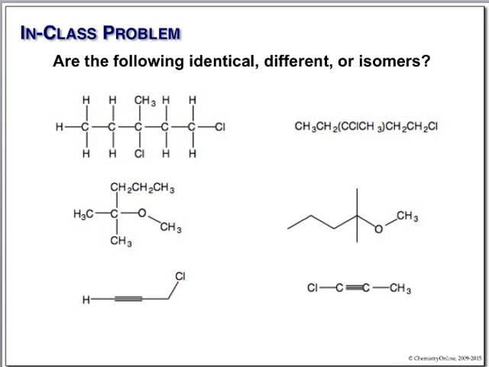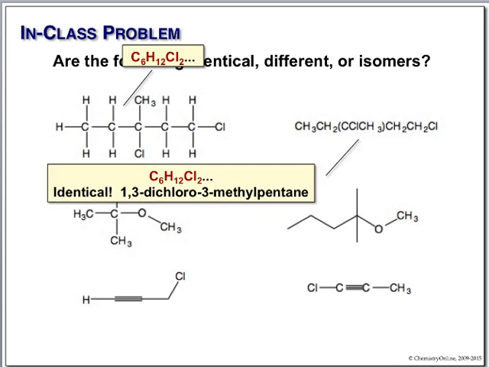Here we have a chain of 1, 2, 3, 4, 5 carbons. Here we have a chain of 1, 2, 3, 4, 5 carbons. On carbon 1, we have a chlorine. Carbon 1, we have a chlorine. On carbon 2, 3, right here, that's the carbon 2, 3, we have a chlorine and a methyl. Chlorine and a methyl. They are both C6H12Cl2, and they are identical.